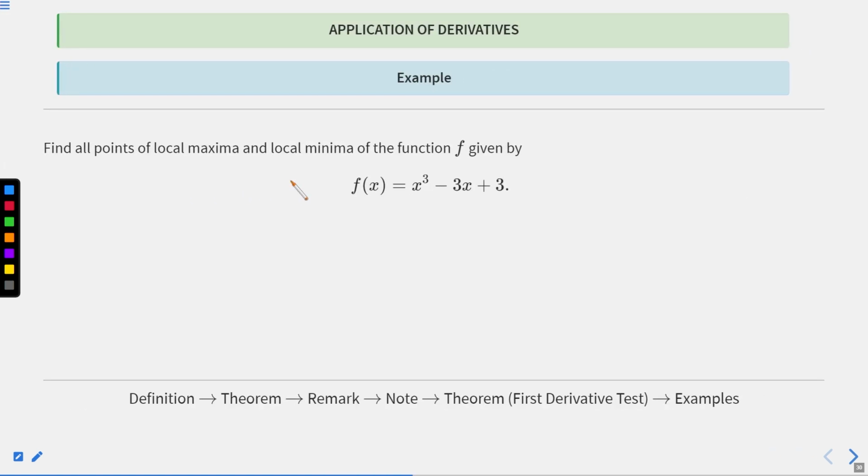Okay, now let's see an example. Find all points of local maxima and local minima of the given function. So first of all, you have to find the first derivative. The first derivative is 3x square minus 3. Take 3 common, and x square minus 1 can be rewritten as x minus 1 and x plus 1. Then put it equal to 0 to find the points of maxima, minima, and inflection. So putting f dash x equal to 0, you will have x equals 1 and minus 1.